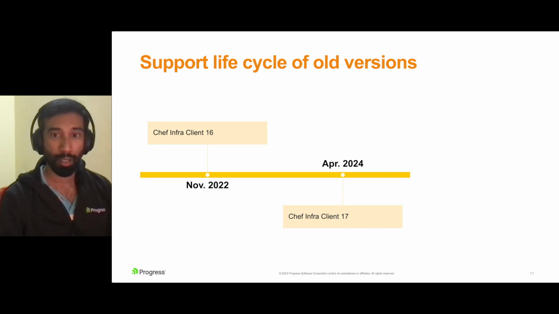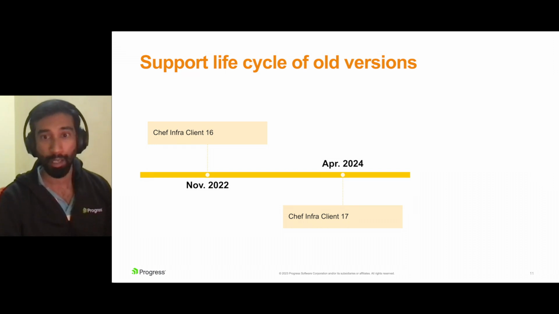We have changed the support lifetime for Chef Infra Client 17, which was originally scheduled to go into end of life in April 2023. Chef Infra Client 17 will continue to be supported up until April 2024. We have extended the support times there. However, to access all new features and the latest of Chef, we highly recommend our customers to upgrade to Infra Client 18.